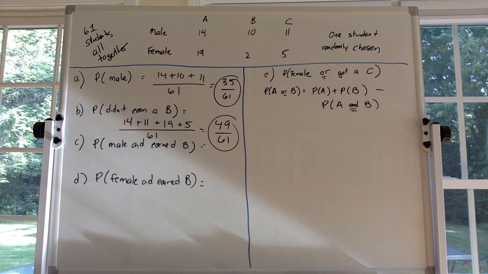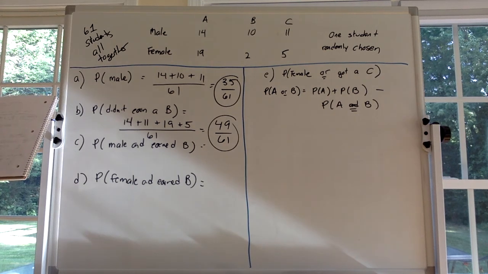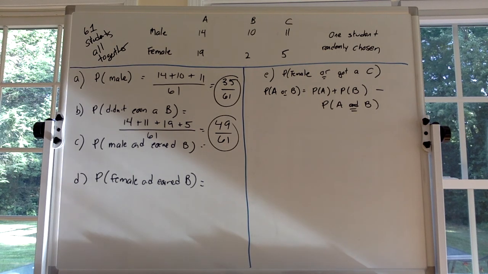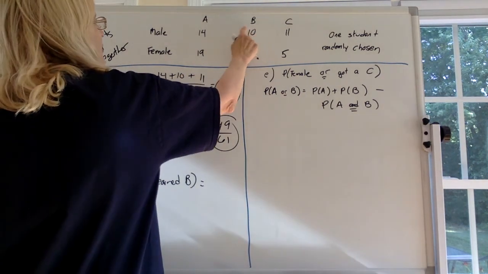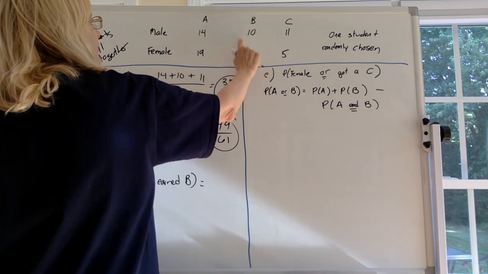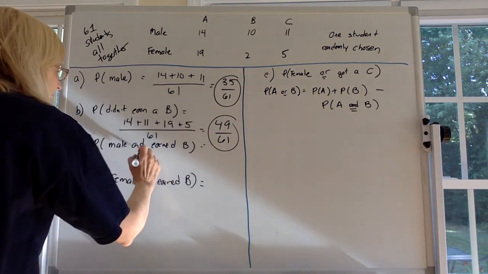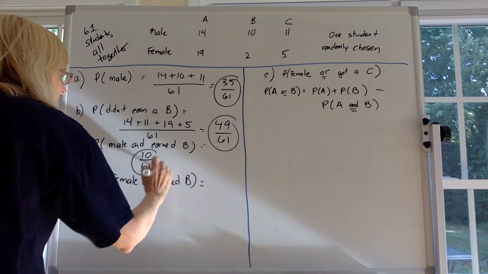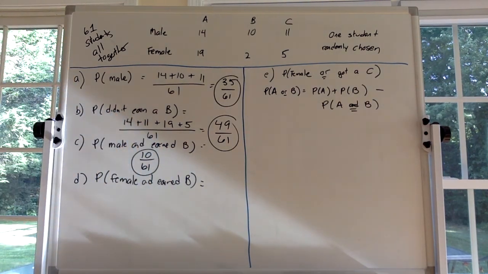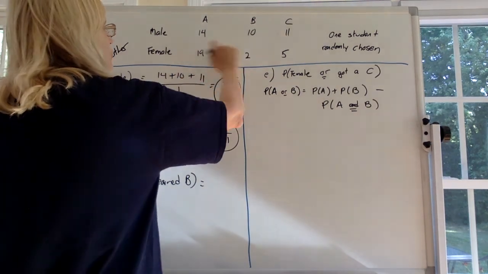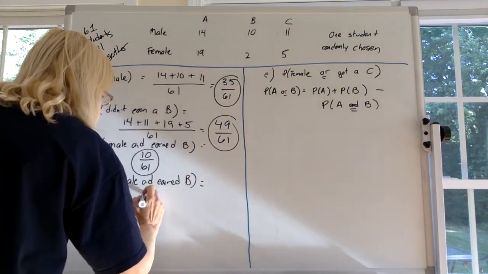Okay, how about part C? What's the probability that you pick a male and earned a B? Male and earned a B. Isn't that just these 10 right here, the 10 males that earned a B? And how about part D, probability female and earned a B? Well, isn't that just the 2 females that earned a B?